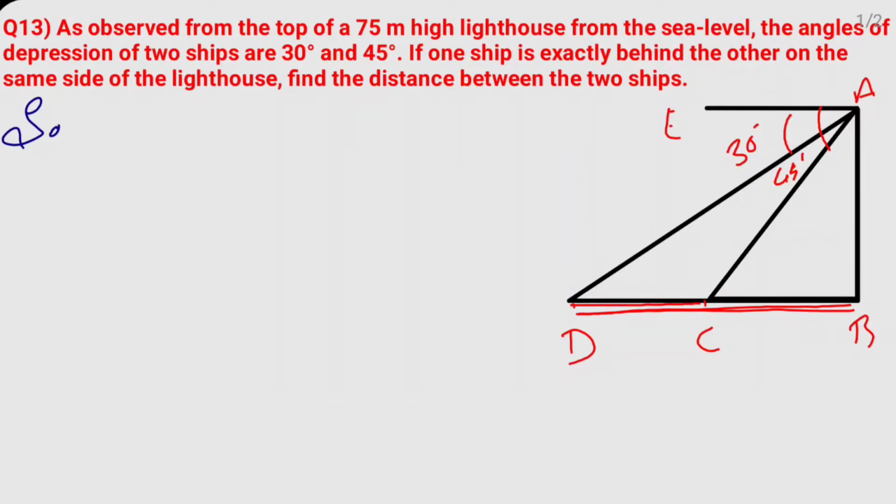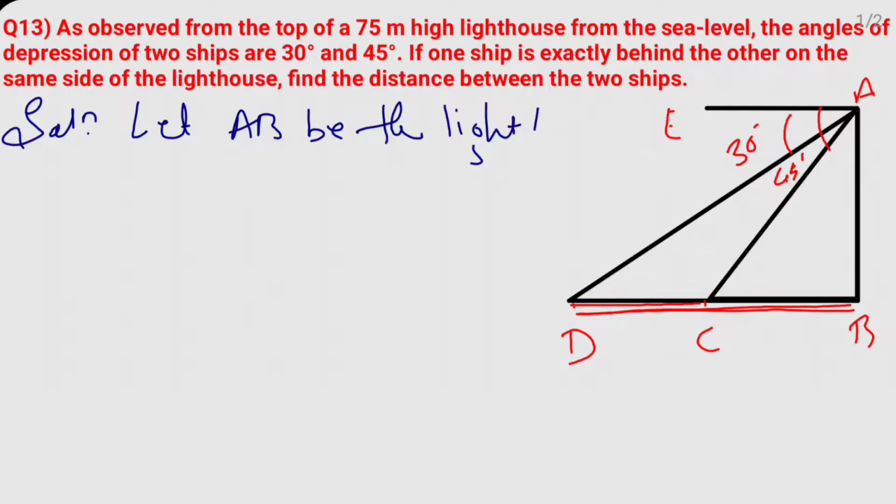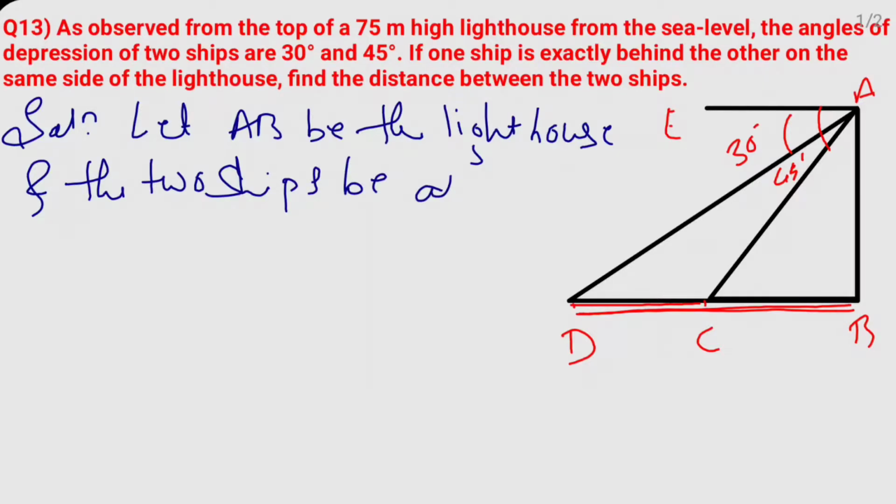Solution: Let AB be the lighthouse and the two ships be at point C and D respectively.